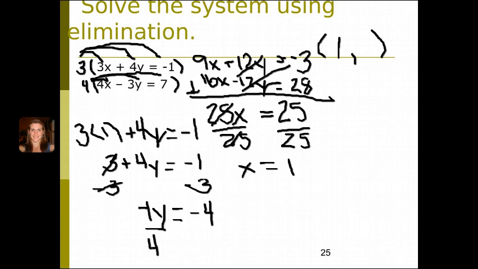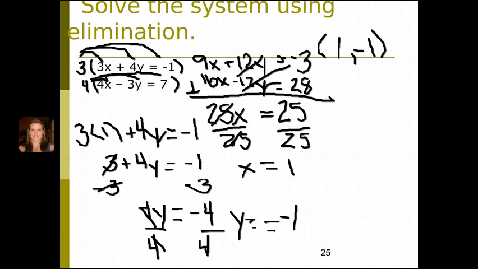4y divided by 4 cancel, leaving us just y. And negative 4 divided by 4 gives us negative 1. So our y value is negative 1. The ordered pair that we have for the solution to this system is (1, negative 1). We need to check this in both equations to make sure it's true.